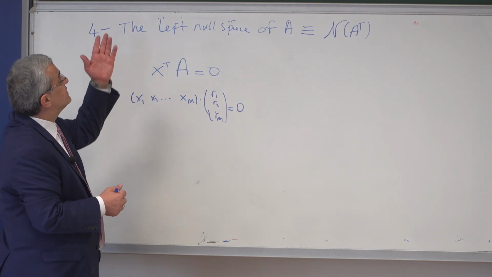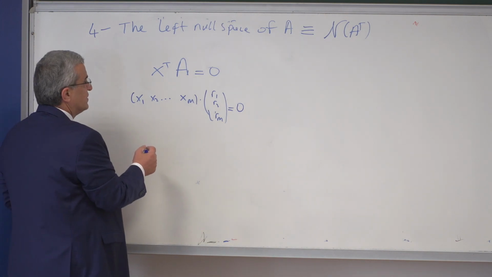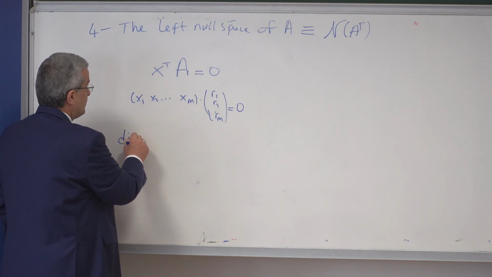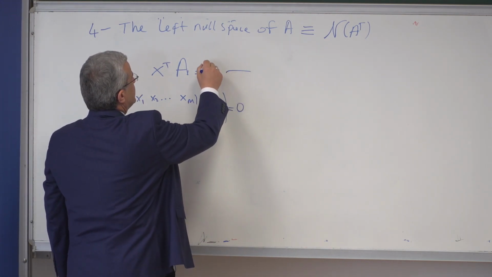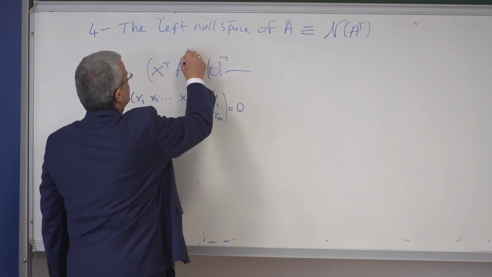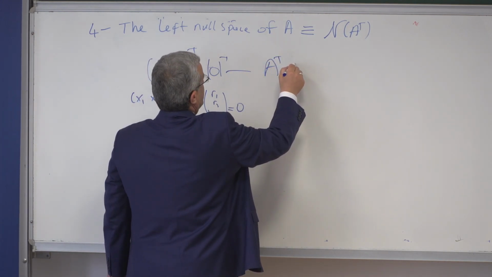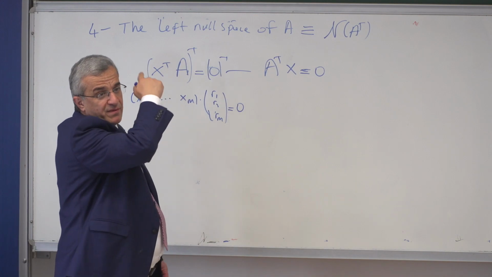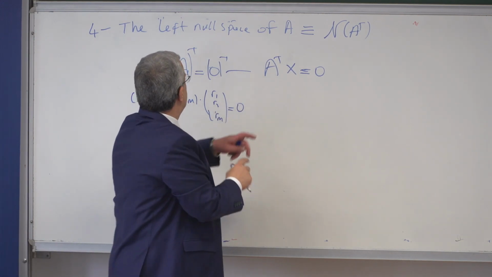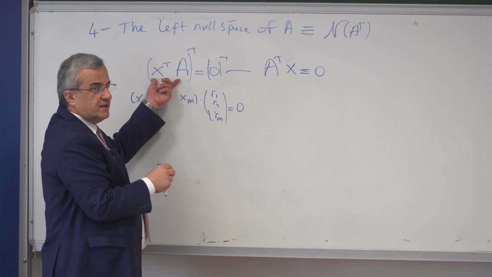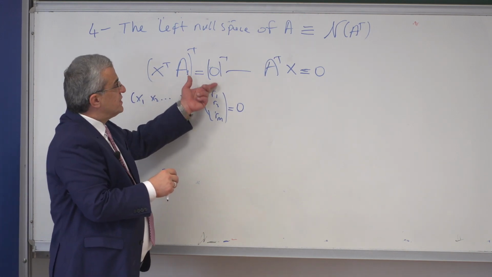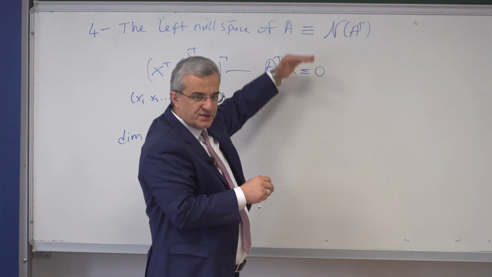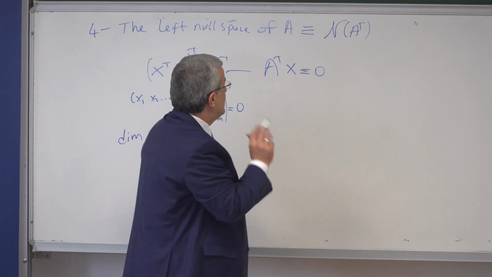So let's look at that example again. Here you take the transpose of both sides. Then what do you get? A transpose X is equal to 0. So does it look the same? If you look at it as the left null space of A, this is what you mean. Or you can look at it as the null space of A transpose like we had up there. So they are exactly the same thing. Okay.